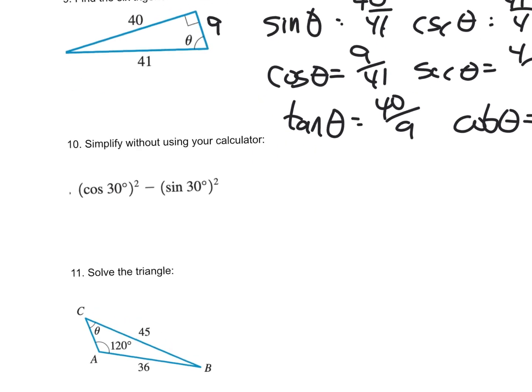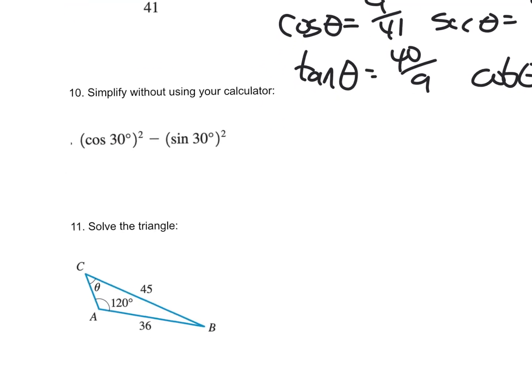And number 10, solve without your calculator. Now, technically, you could use your calculator, but it's not going to give you the right answer. I want the exact answer. So cosine of 30 degrees, one that you should know, is square root of 3 over 2. Then I'm going to square it. Sine of 30 degrees is 1/2. Then I'm going to square it.